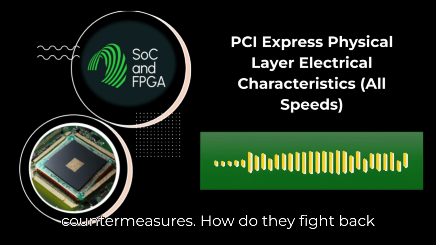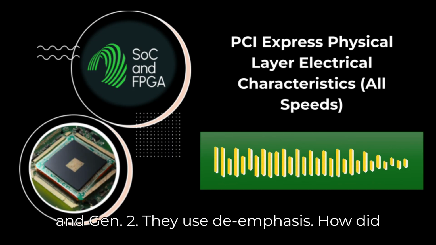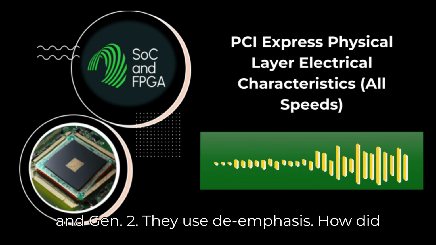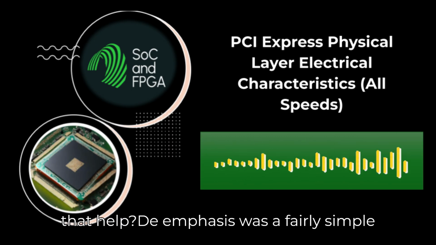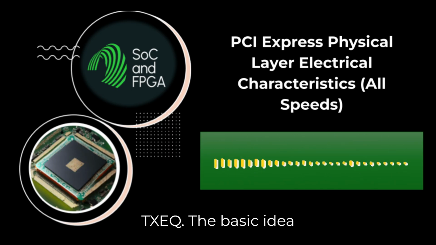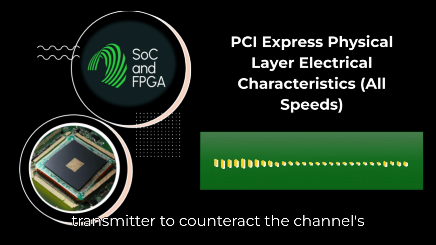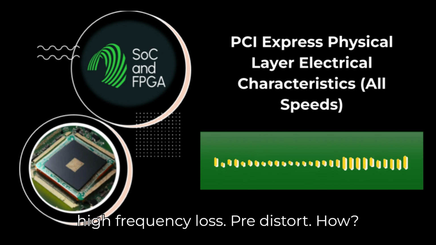Right, the countermeasures. How do they fight back against this channel degradation? Let's start with the early days again, Gen 1 and Gen 2. They used de-emphasis. How did that help? De-emphasis was a fairly simple form of transmitter equalization, TX-EQ. The basic idea was to pre-distort the signal at the transmitter to counteract the channel's high-frequency loss.